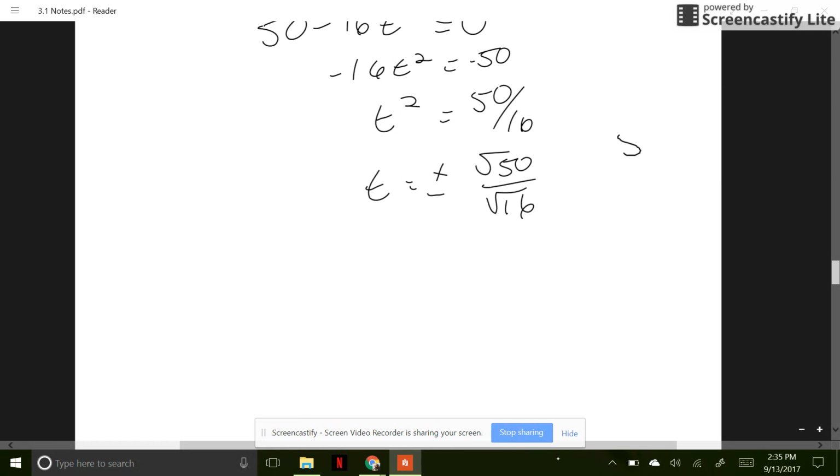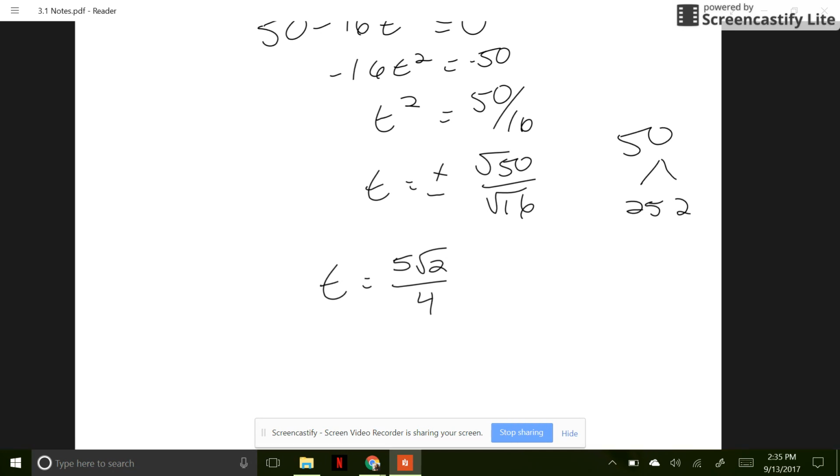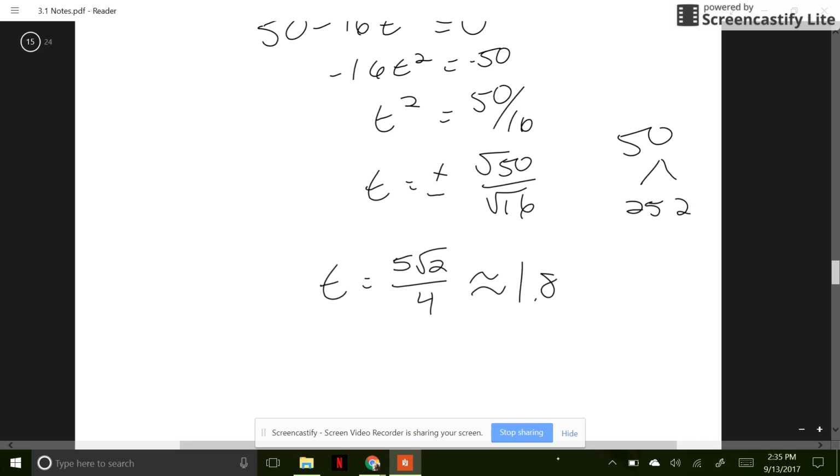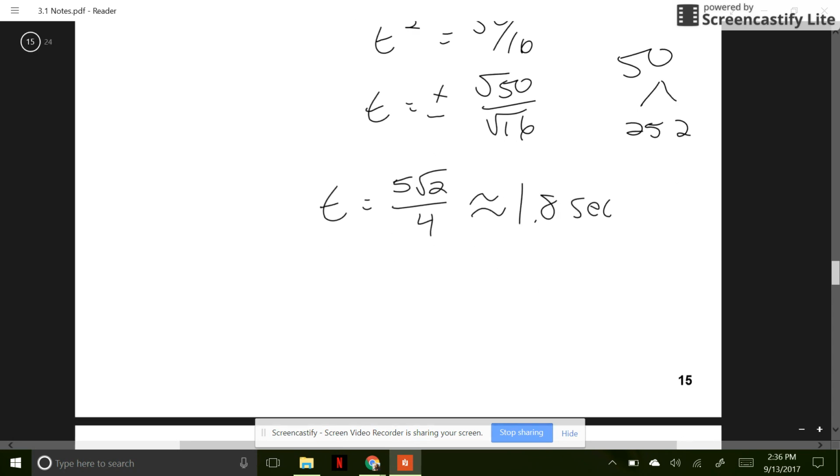Our 50 can actually be broken down into 25 and 2, so we can break this down a little further than last time. Since we got a 25 here, that's a perfect square, which means we can pull a 5 outside. The 2 has to stay under the root, and root 16 is just 4. We've already rejected the negative value of time. We're just dealing with positive time, and this will be approximately 1.8 seconds.